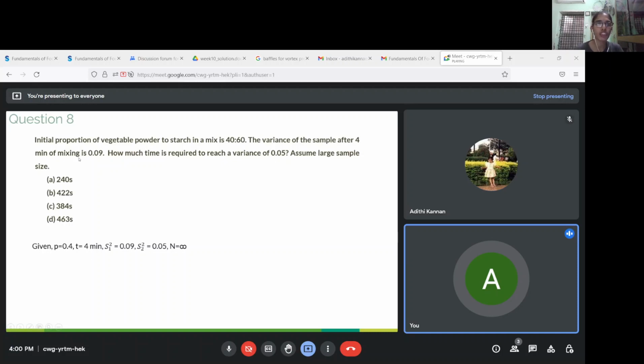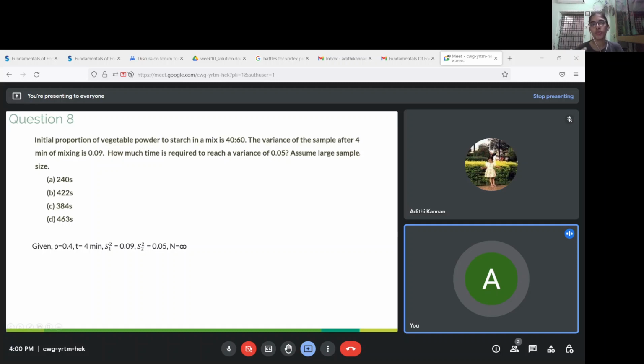In that case, your variance, that is your S square, is already given in the question. So instead of calculating from the table, like last time after taking 10 samples, here you are already given S square. So S square at time T equal to 4 minutes is 0.09. We need to find out the time when your S square is 0.05. And it is already given that we have to assume a large sample size.